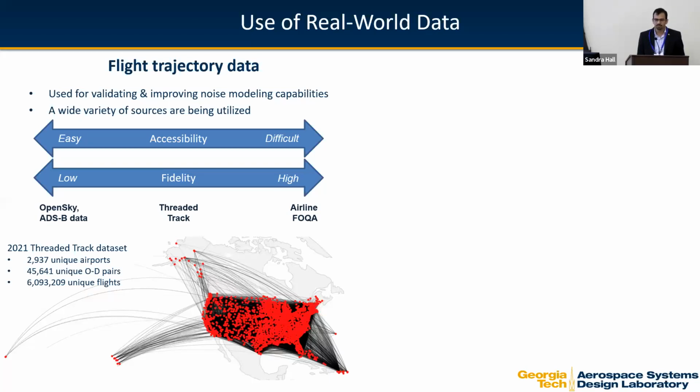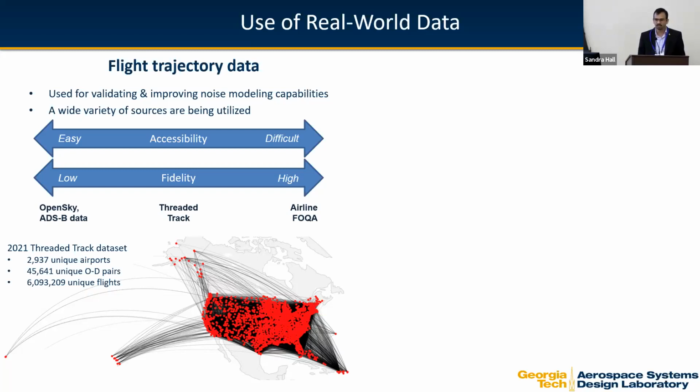But if you go on to the other end of the spectrum, you would have something like airline FOQA data, which is a lot more parameters. You would have information about the engine state, the flap position, the gear of the aircraft. But of course, unless you work with an airline or get them to give you their data for free, you're not going to have access to any of that.